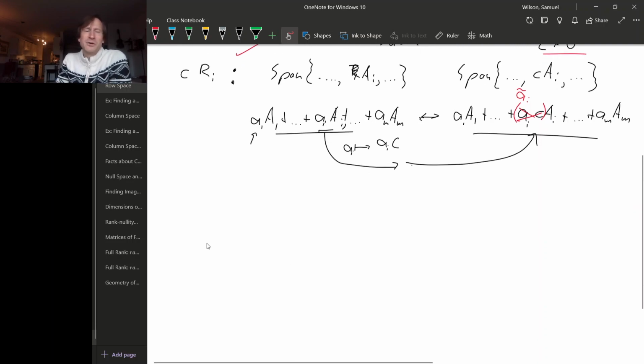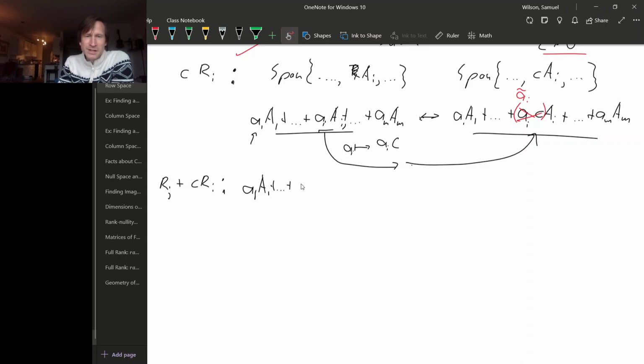So really the only tricky one is taking some row and adding a multiple of some other row, like this. So before we do this row operation, our linear combinations look like a1 row 1 up to ai row i, and then somewhere further along there's going to be aj row j, and then all the way out to am row m.